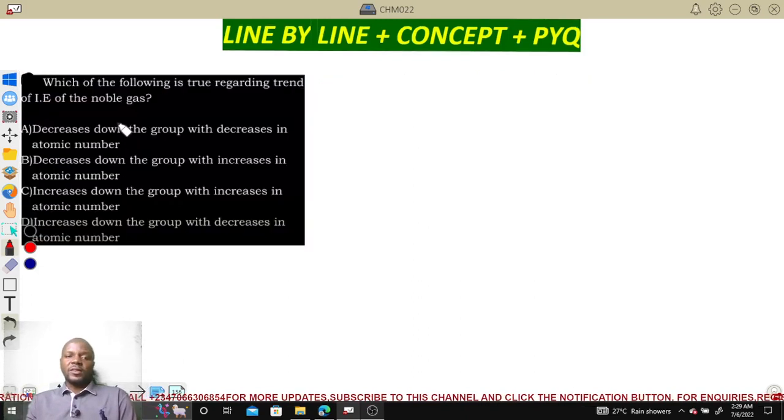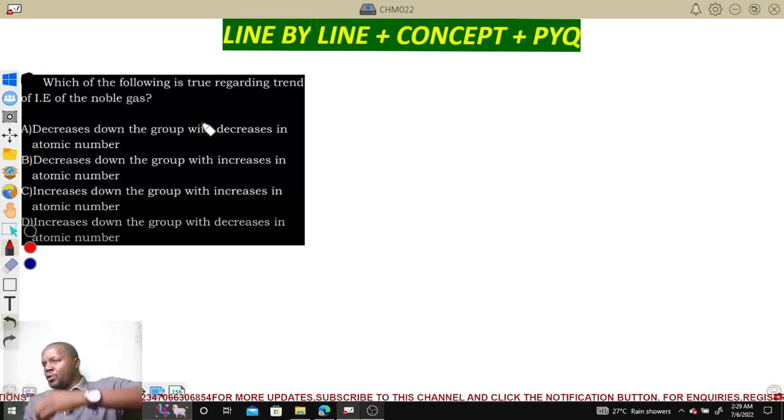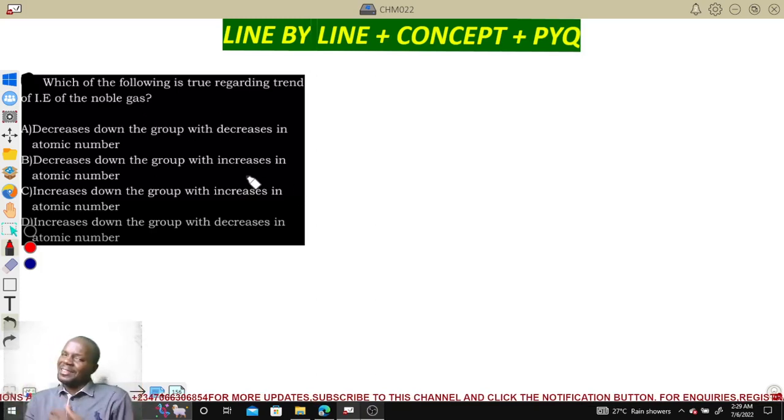Now the next question says, which of the following is true regarding the ionization enthalpy of noble gases? I told you they decrease down the group due to increase in atomic number. Decreases down the group with decreased atomic number is wrong. Decreases down the group with increased atomic number, 100% right. So this is the answer. I don't need to read any other option. I move to the next one. I hope I'm not too fast.